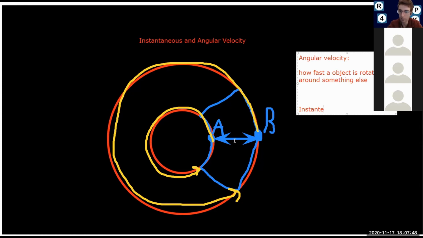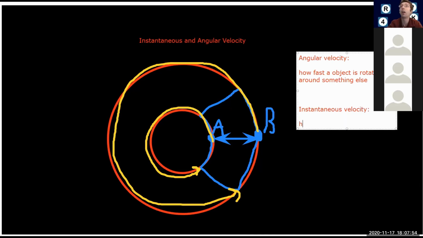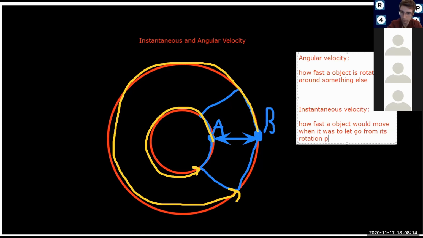So instantaneous velocity is known as how fast a thing, or a point, you could say an object, would move when it was to let go of its rotation point around something, right? So around something else.